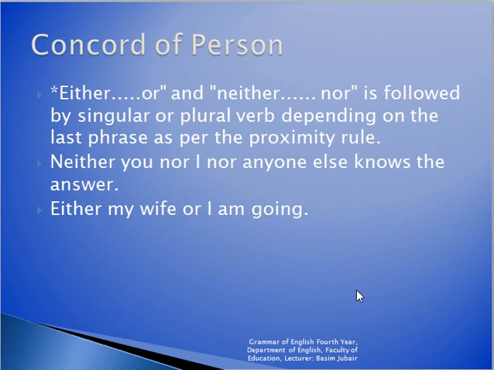Now, concord of person. This is another type of concord, which is concord of person. Now, either or and neither nor is followed by a singular or plural verb depending on the last phrase as per the proximity rule. For example, neither you nor I nor anyone else knows. Why? Because the anyone else is the nearest, the most approximate to the verb, and we follow this one. Okay? So we do not follow you, we do not follow I, we follow only this one. Okay? Either my wife or I am going. We do not say either my wife or I are going.